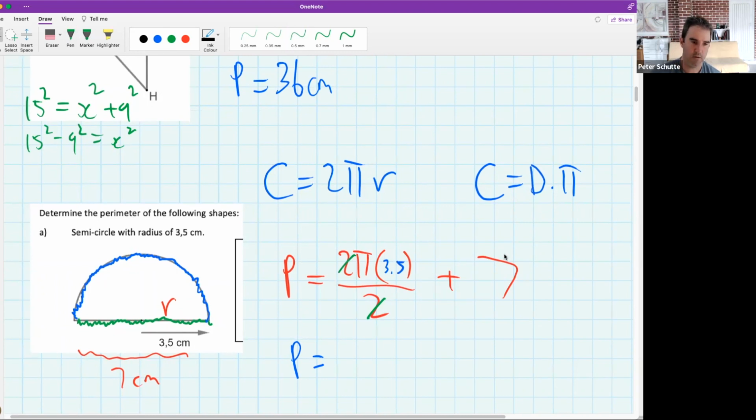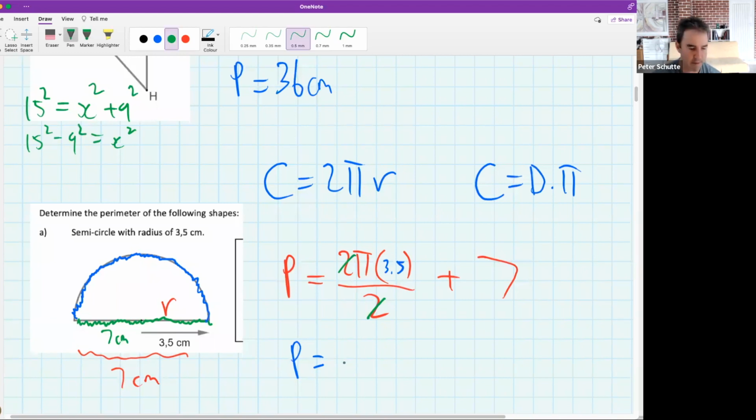So what I've done here is I've doubled the 3.5 to get the green bits. So I got 7 for this green bit. Let me write it in green. And then I'm trying to find the blue bit. And what I've said is I take 2 pi r and I divide it by 2. But I'm still waiting for my final answer for the perimeter of this shape. So I'm going to take my calculator now, and I'm going to say pi times 3.5 plus 7.